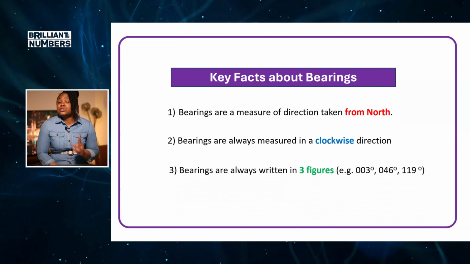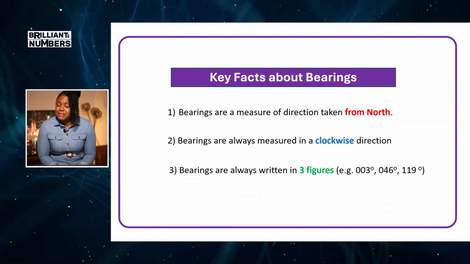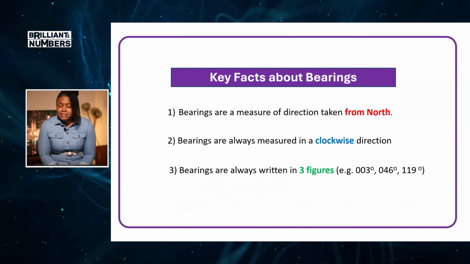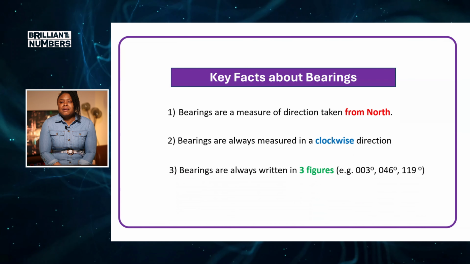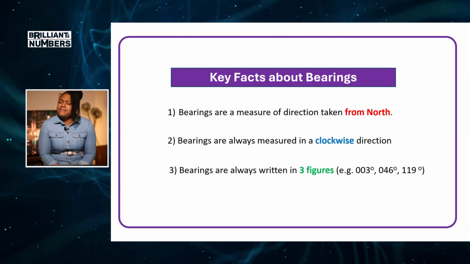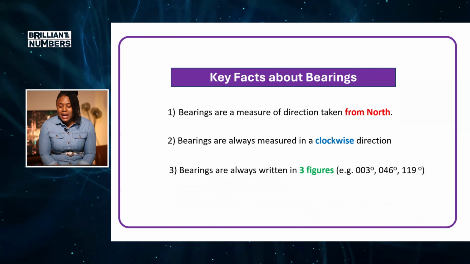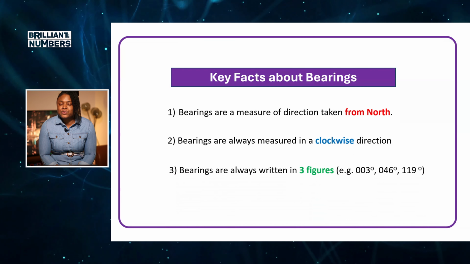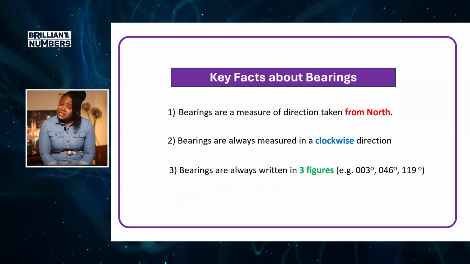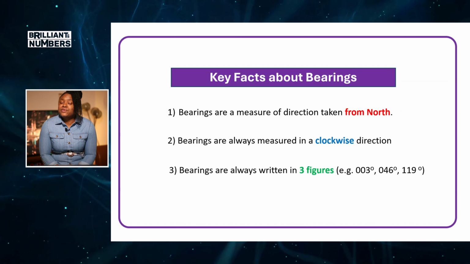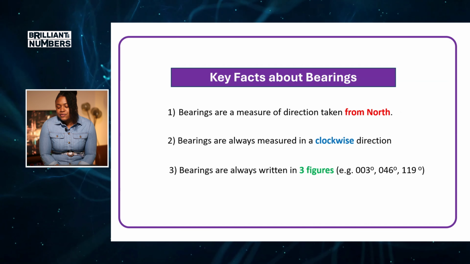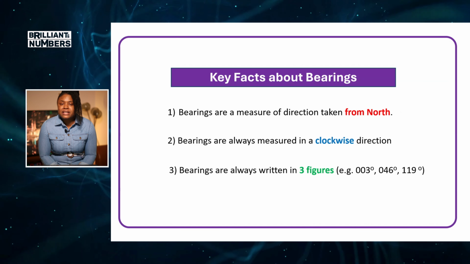Thirdly, we use 3 figures to represent bearings. And I've cited some examples here. For example, you have a bearing of 3 degrees. You cannot just write down 3 degrees. You have to say 0, 0, 3. 46 degrees, you have to say 0, 4, 6 degrees. And of course, 3 figures are already 3 figures, so nothing to do there.